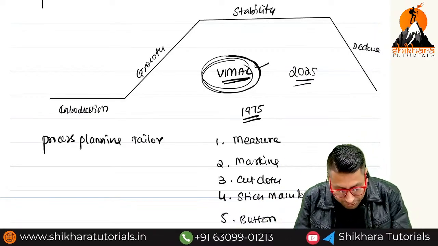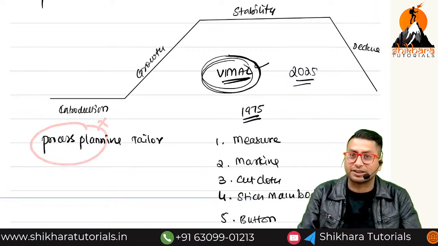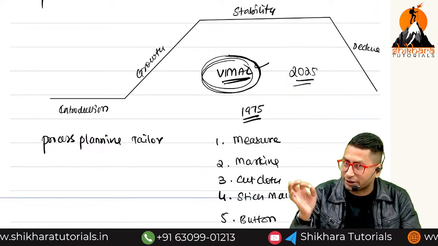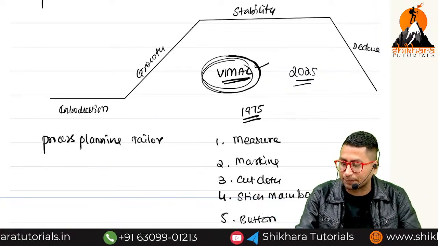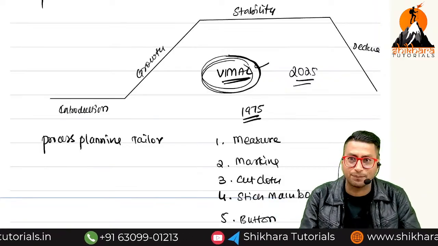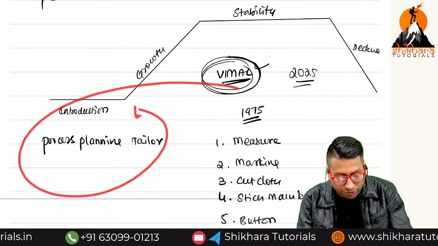Why? Because the process planning was correct or incorrect? Incorrect. Even a small dust particle, the entire batch should be eliminated. Did it happen or did not happen? Well, that was the problem.